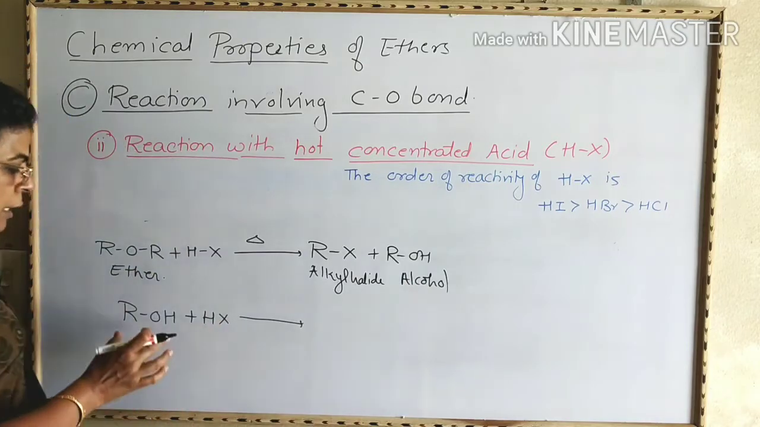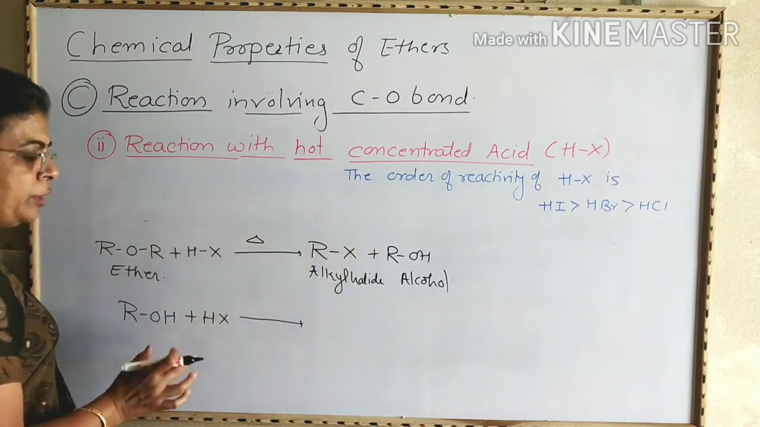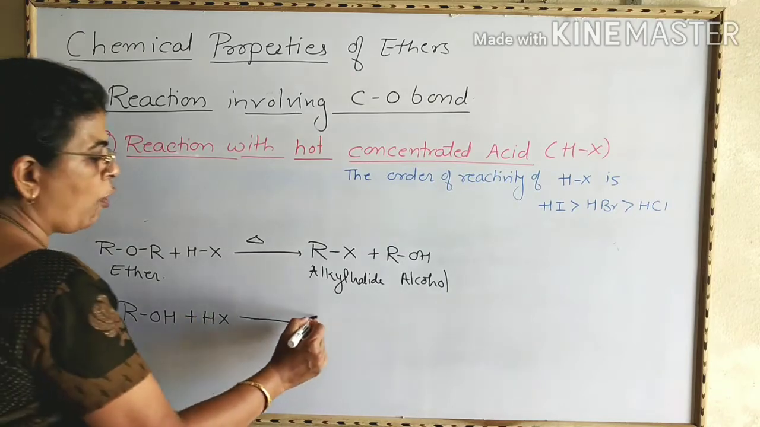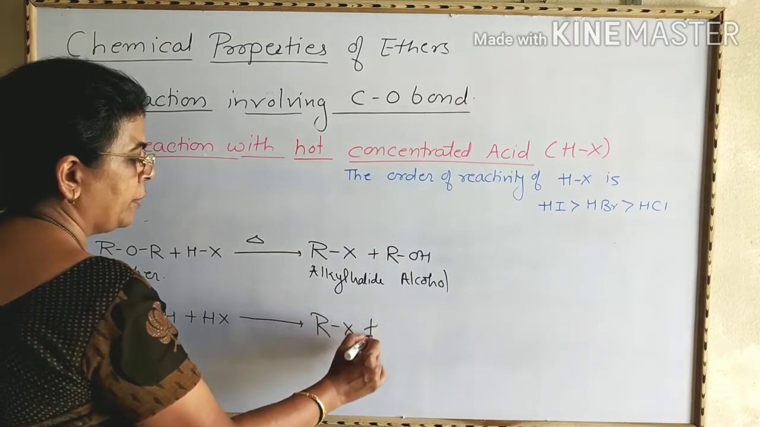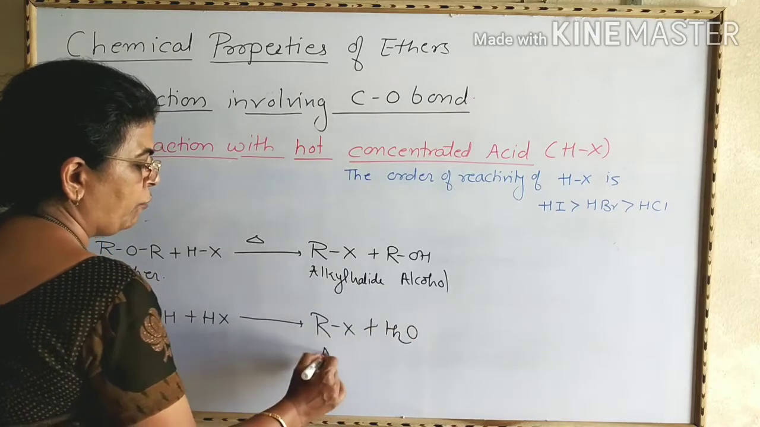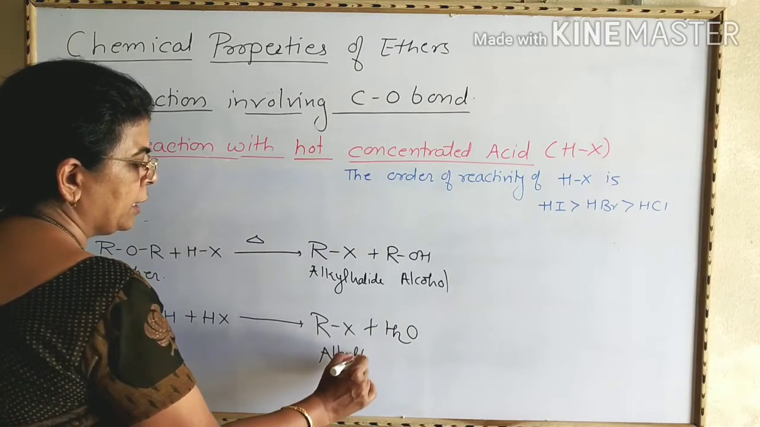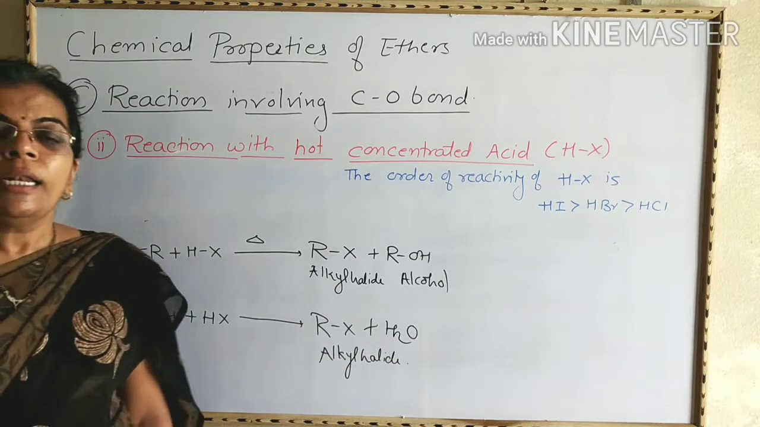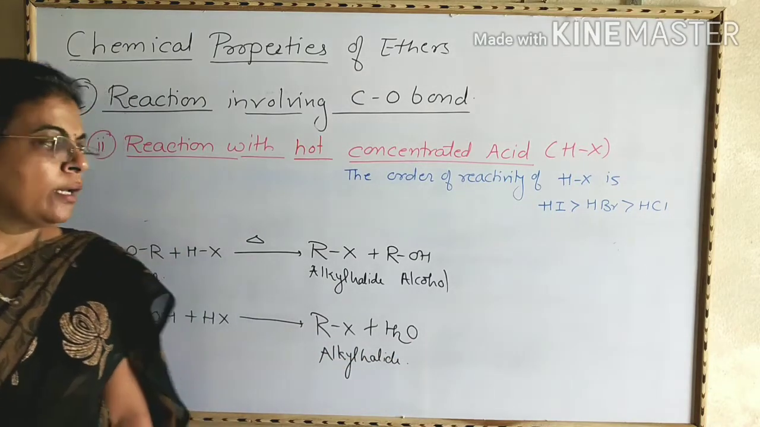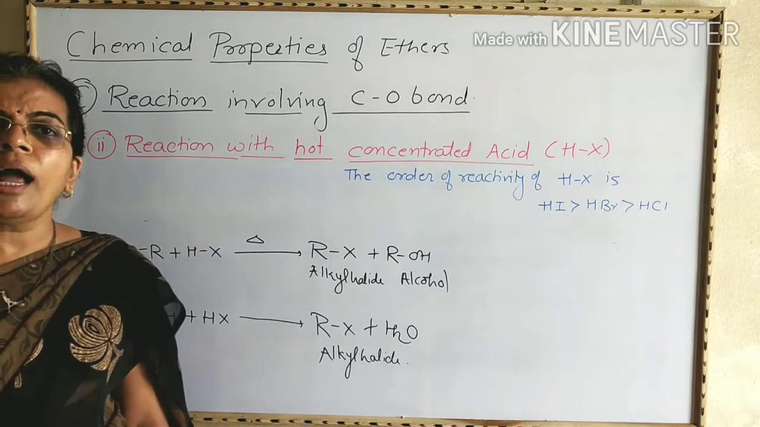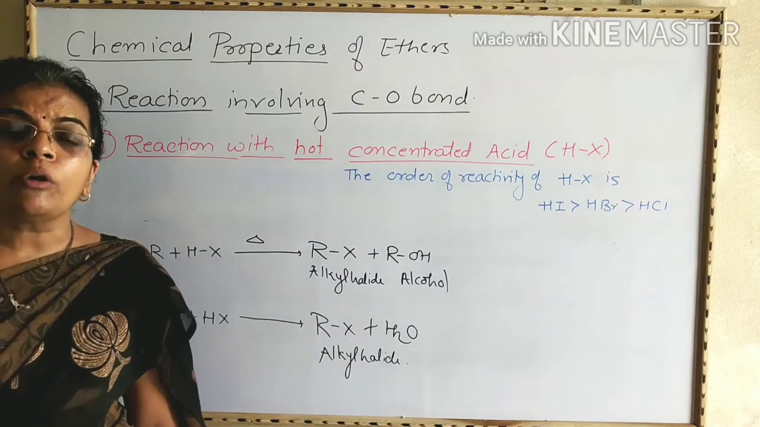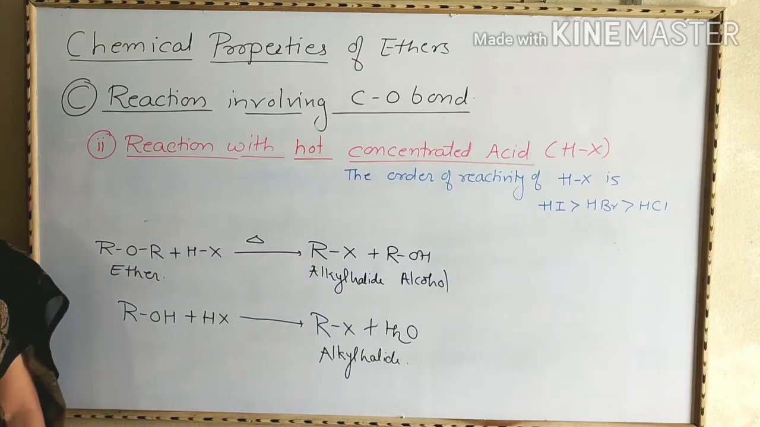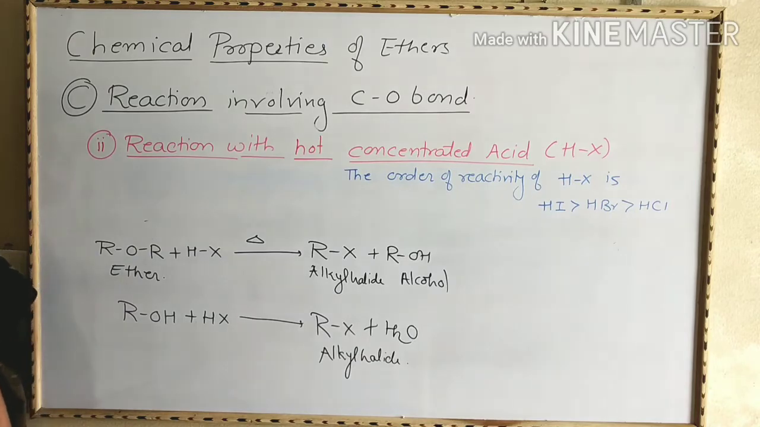Now this alcohol formed in the first step again reacts with a second molecule of HX to form alkyl halide plus H2O. Here formation of alkyl halide takes place. That is, when ethers are treated with hydrogen halide like HI or HBr, they give the corresponding alkyl halide and alcohol, and this alcohol is again converted into alkyl halide. That is formation of alkyl halides takes place.